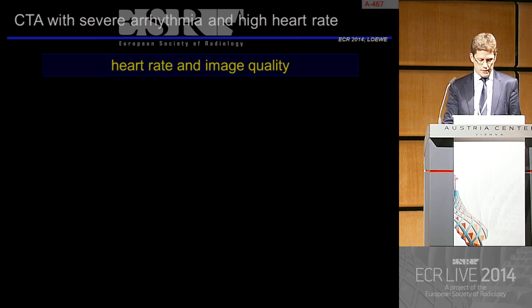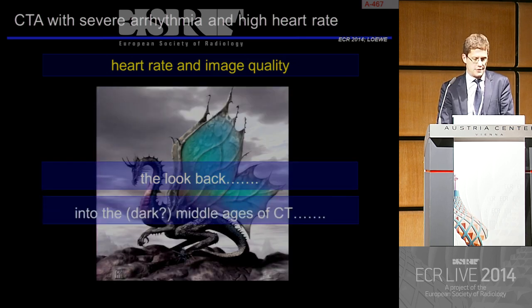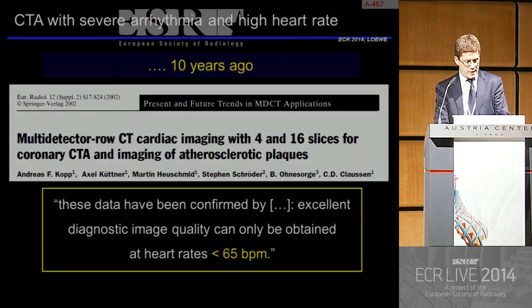From the very early beginning of cardiac CT, we know that there is a relationship between the heart rate and the image quality. If we take a look back into the deep middle age of cardiac CT, just 10 years ago, it was published that we need a really low heart rate to be able to image the coronaries with a good diagnostic image quality. It was written that good data can only be confirmed at heart rates below 65 beats per minute. And this paper is about 10 years old.